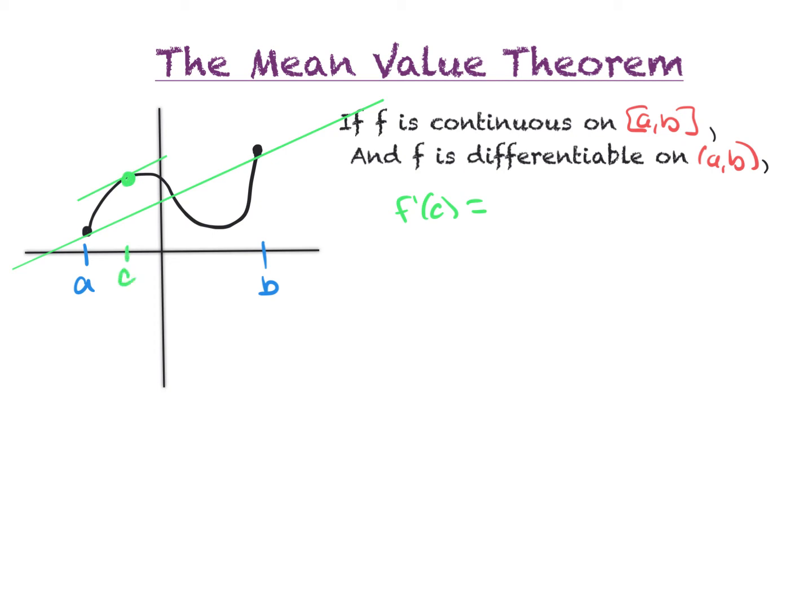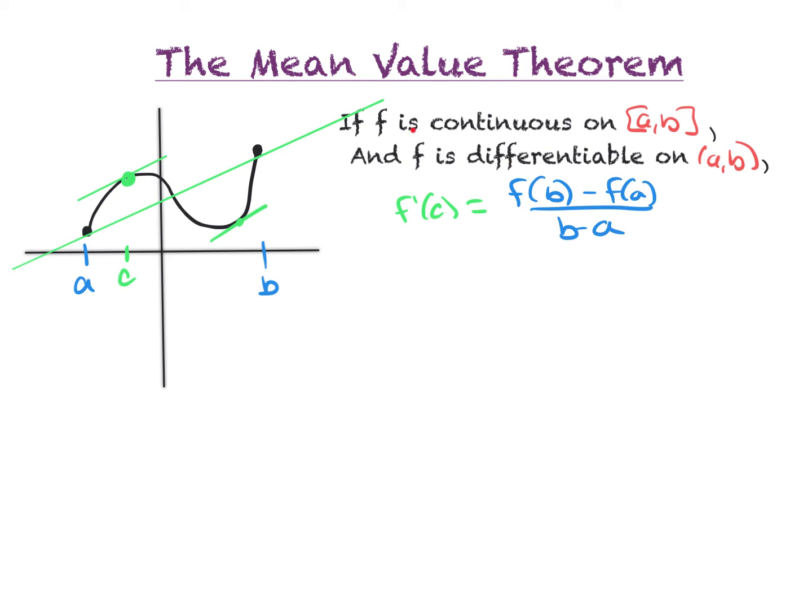There might even be more than one. There might be one over here where the slope of the tangent line is also parallel. But the mean value theorem says there has to be at least one c value where the slope of the tangent line is parallel to the line between a and b. You know, we know algebra. We know how to find the slope of the line between these 2 points. That is just given by f of b minus f of a over b minus a. And there's our mean value theorem.